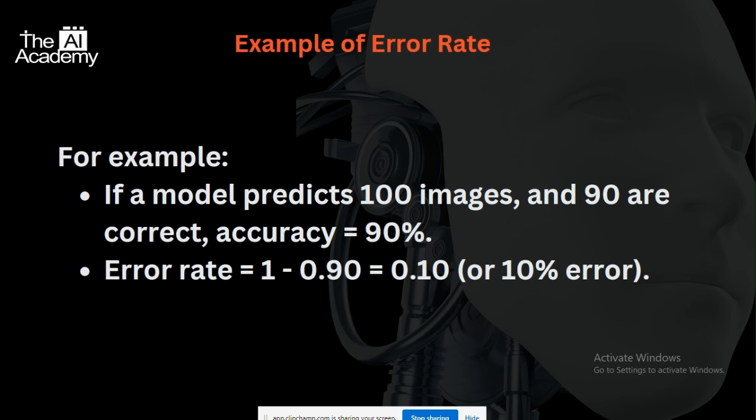Now, let's see an example of error rate. For example, if a model predicts 100 images and 90 are correct, the accuracy is equal to 90%. Now, the error rate is 1 minus that 90%, and that is going to be 10%. So we can say that the error rate is 10%.